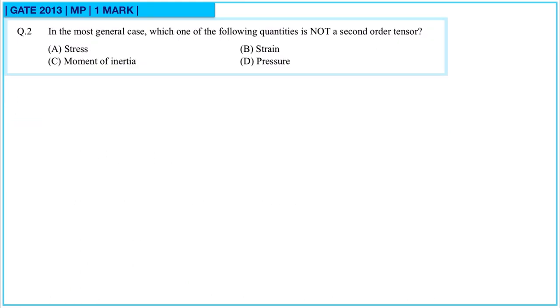Next question. In the most general case, which one of the following quantities is not a second order tensor? Now stress, moment of inertia and strain all are tensor quantities. Only pressure is a scalar term. So option D is correct. Next.